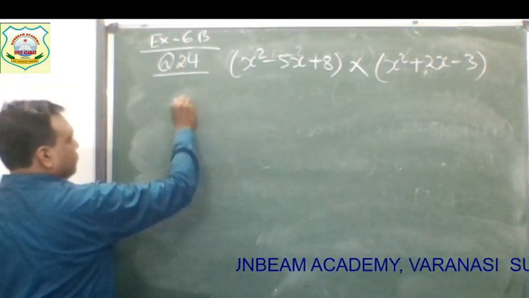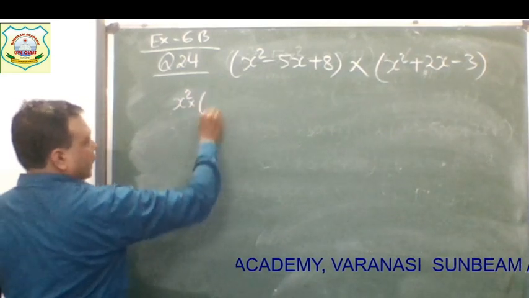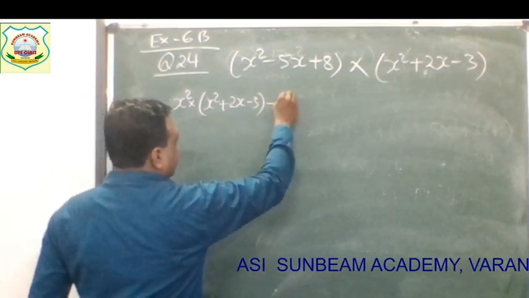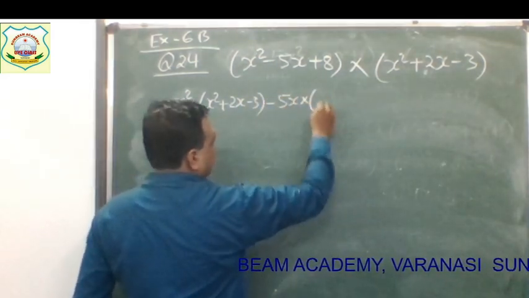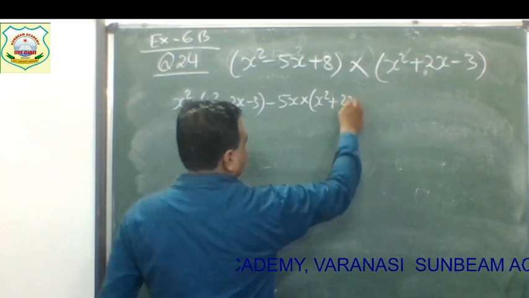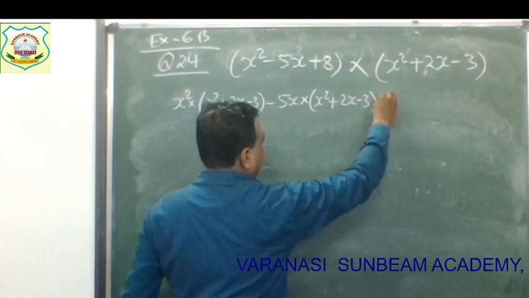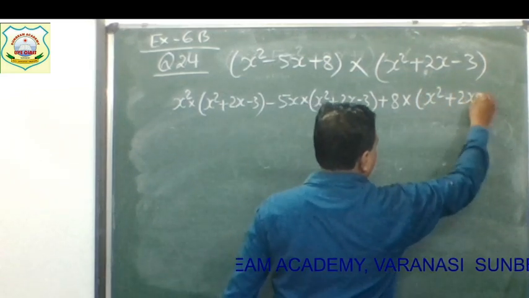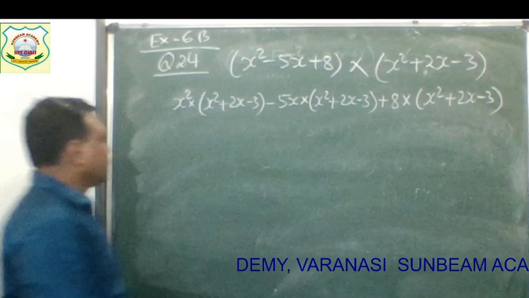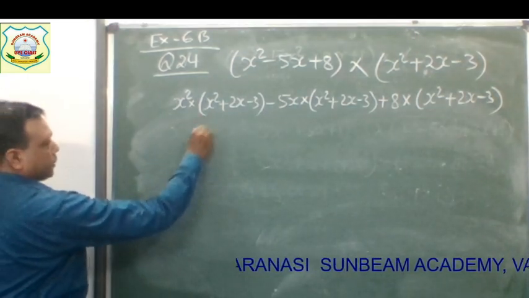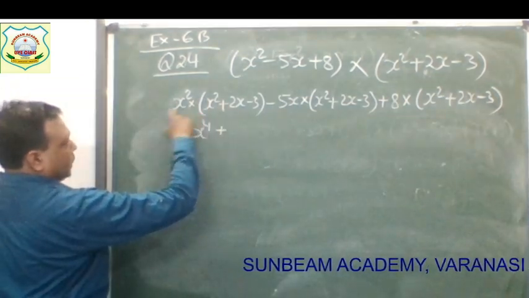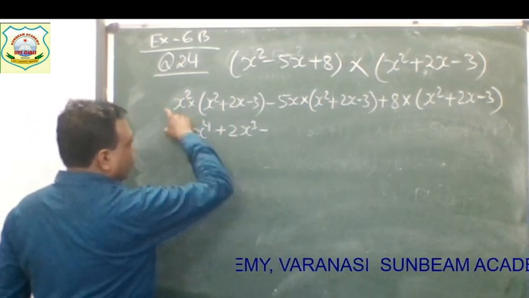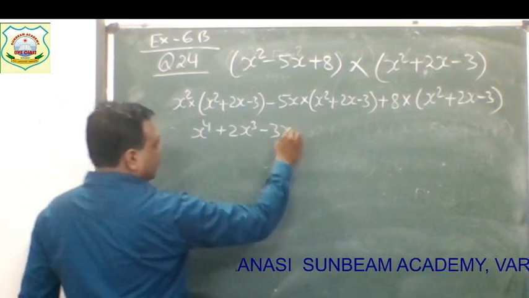x square multiply x square plus 2x minus 3, minus 5x multiply x square plus 2x minus 3, plus 8 multiply x square plus 2x minus 3. Okay, students, x square into x square, x power 4; plus 2 into 1, that is 2, x power 1 into x power 2, x power 3; minus 3 into 1, that is 3, and x square, there is no x value.